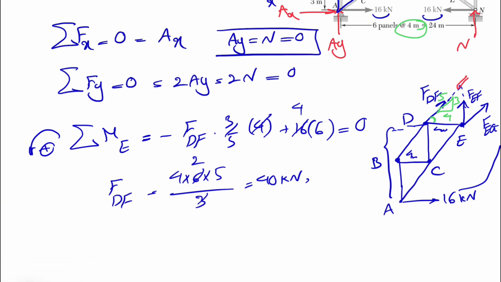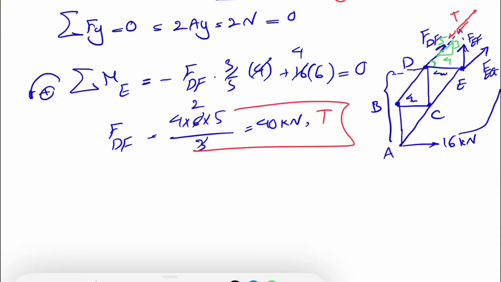And the member will be in here and the opposite direction of the force applying from the joint to the member. So the member would be in tension. So we found one of them. Let's move on to the other one.